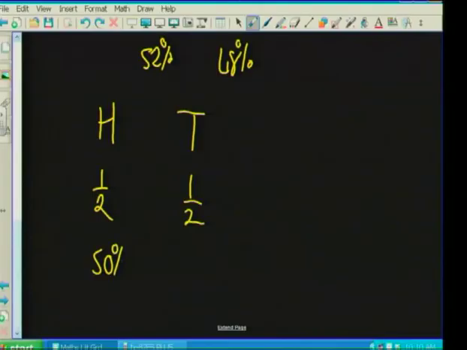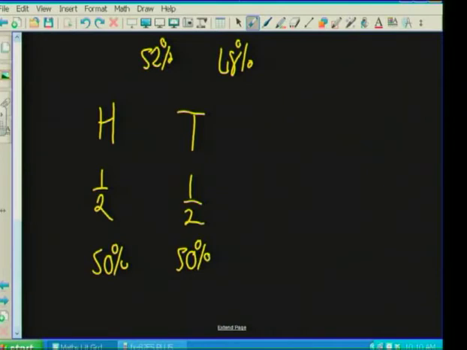For the outcome to be heads, I have 2 choices for that event. It can be heads or tails. And for the outcome to be tails, I also have 2 choices, heads or tails. So the probability here is 1 out of 2 for each of those, or if I write it as a percentage, 50% in each case.